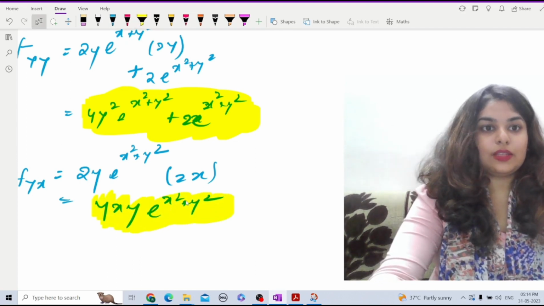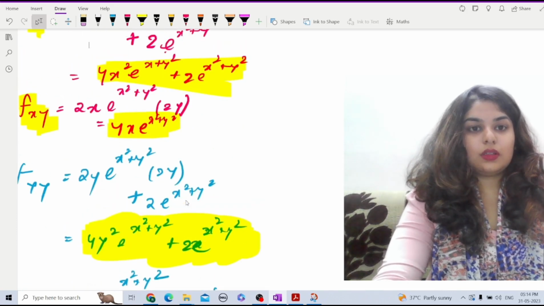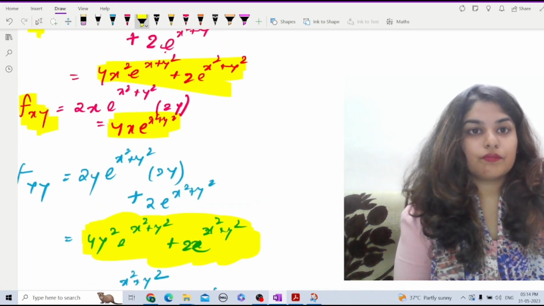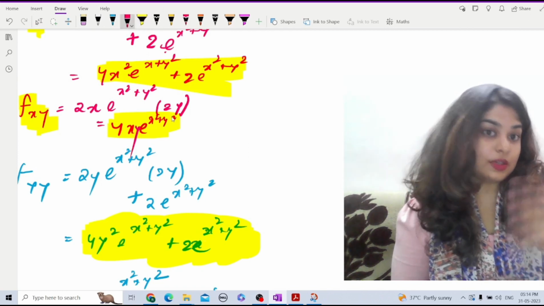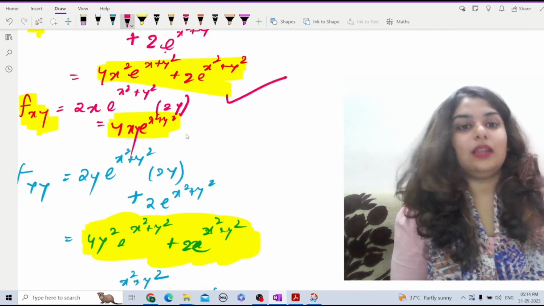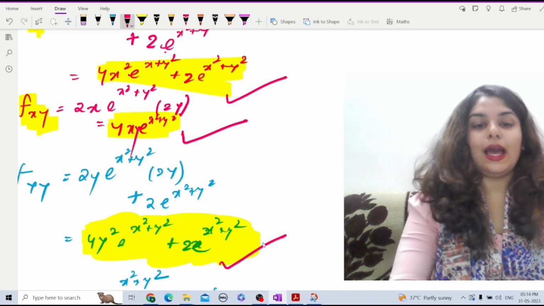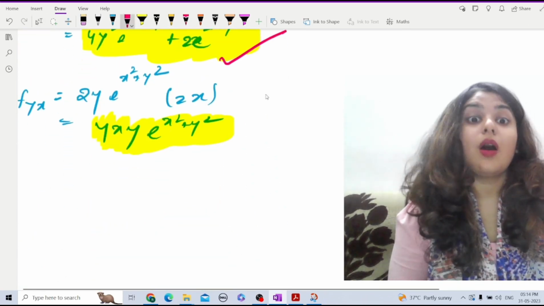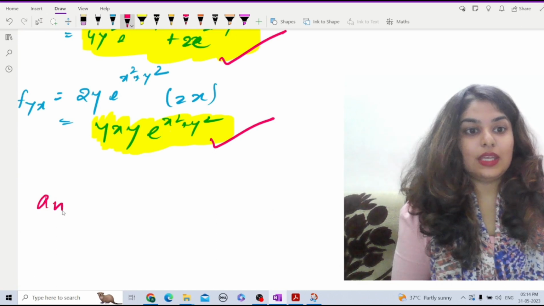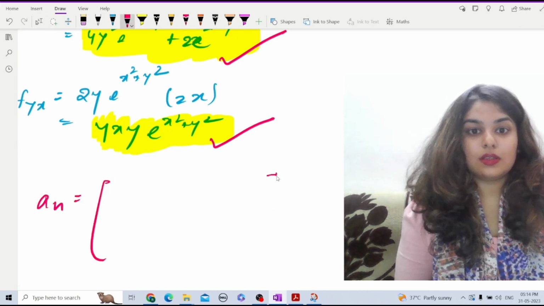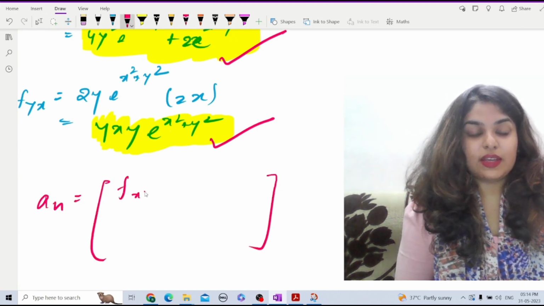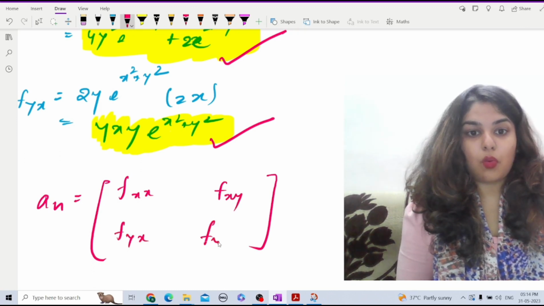So if we scroll up and check, we also have a y here which I missed. Yes, so this is 1, this is 2, this is 3, and this is 4. Now let us write down our matrix. So we are given A n, the matrix is basically fxx, fxy, fyx, and fyy.